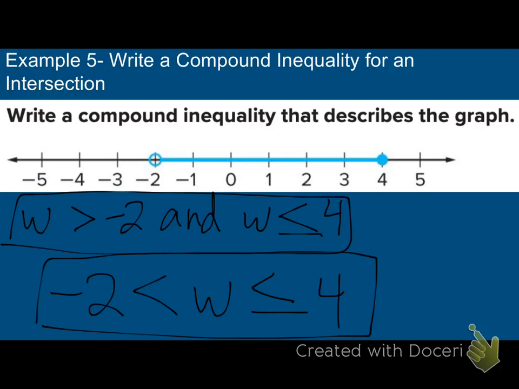Remember, compound inequalities have to have the word or between them. Any questions or confusion about how I got this for example 5? Can I move on? Yes.